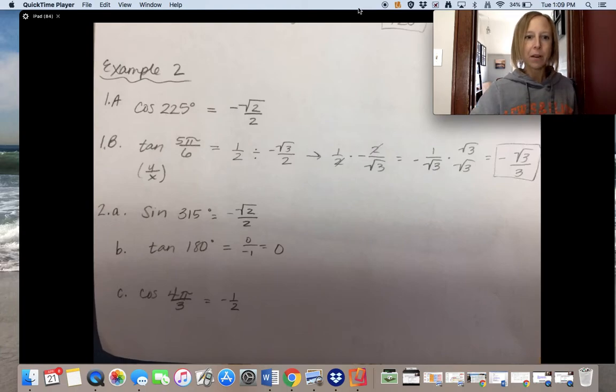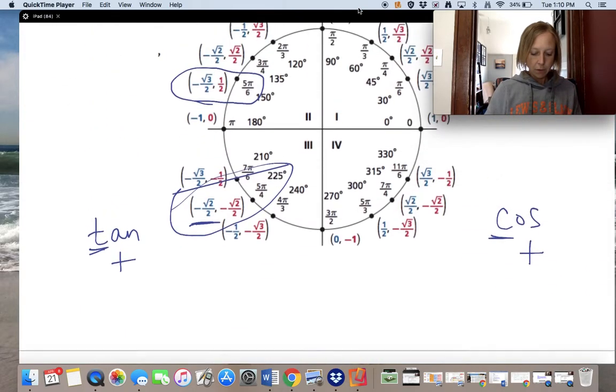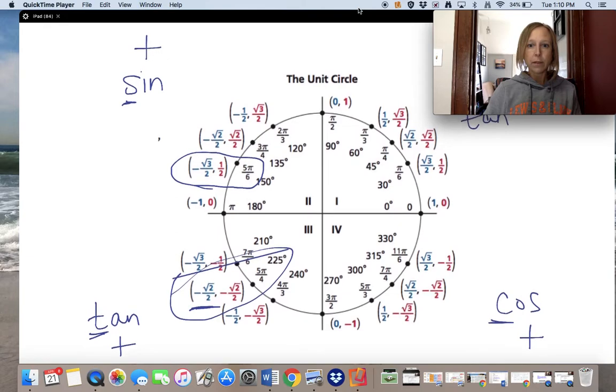Okay, here are the answers for those last 3 examples. We have the sine of 315 degrees is negative square root of 2 over 2. The tangent of 180 is 0, and the cosine of 4 pi over 3 is negative 1/2. Watch out for your tangent. In that case, our tangent was 0. But if we come over here, remember, if we're dividing by 0, we would say it's undefined.